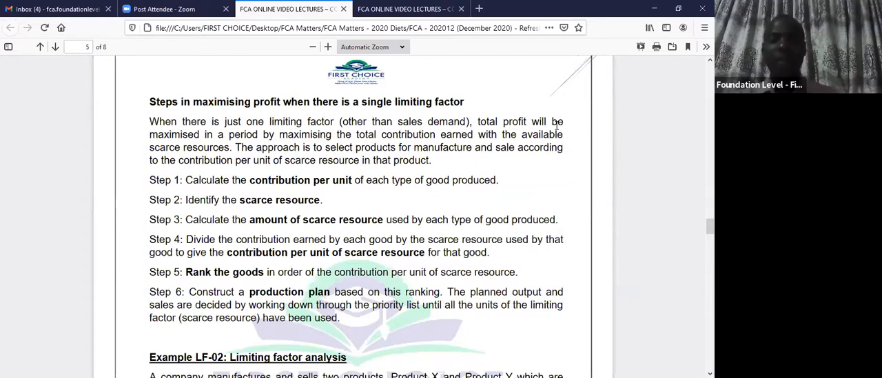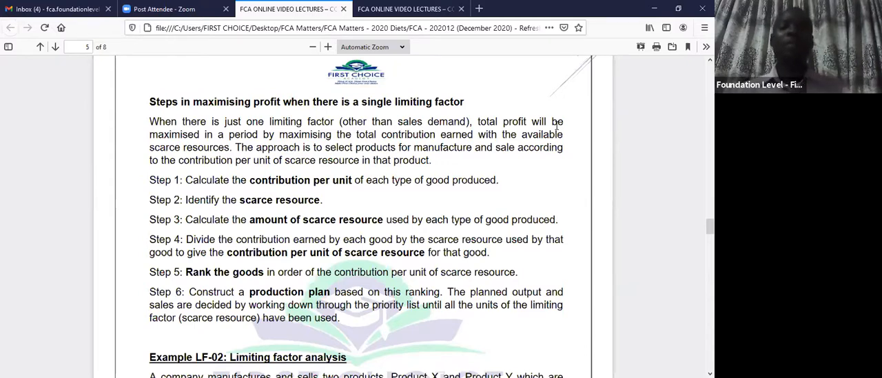First of all, step 1 is to get the contribution per unit of each of the products. I mentioned before that for limiting factor to work, there must be multiple products all using the same type of resource that is scarce. That means you'll be dealing with 2 products or 3 or perhaps 4, all using the same scarce resource. Because if all of them are using different resources, then you will not have a limiting factor. They must be competing for the same resource. So first, calculate the contribution per unit for each product. The second step is to identify the scarce resource, just the way we identified it here.